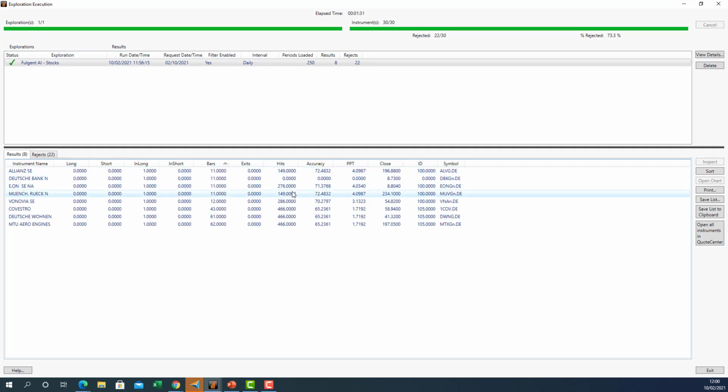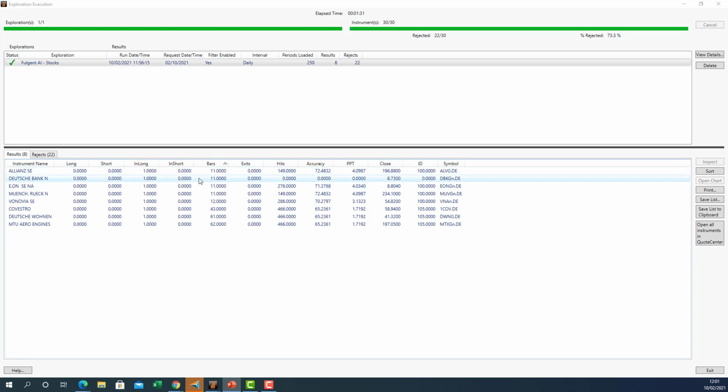The hits tells us how many times in the testing period this particular strategy of the AI fired. So major market reversals is number 100. In the testing period, 149 times this particular strategy occurred, and the accuracy was 72%. Average profit per trade is 4% over the testing period. So a fantastic average hit rate. That's quite an interesting one.